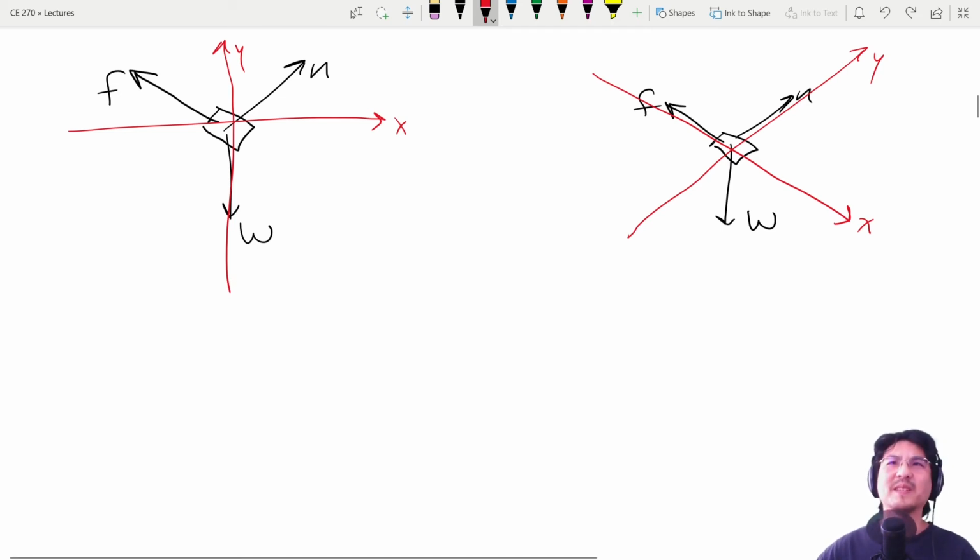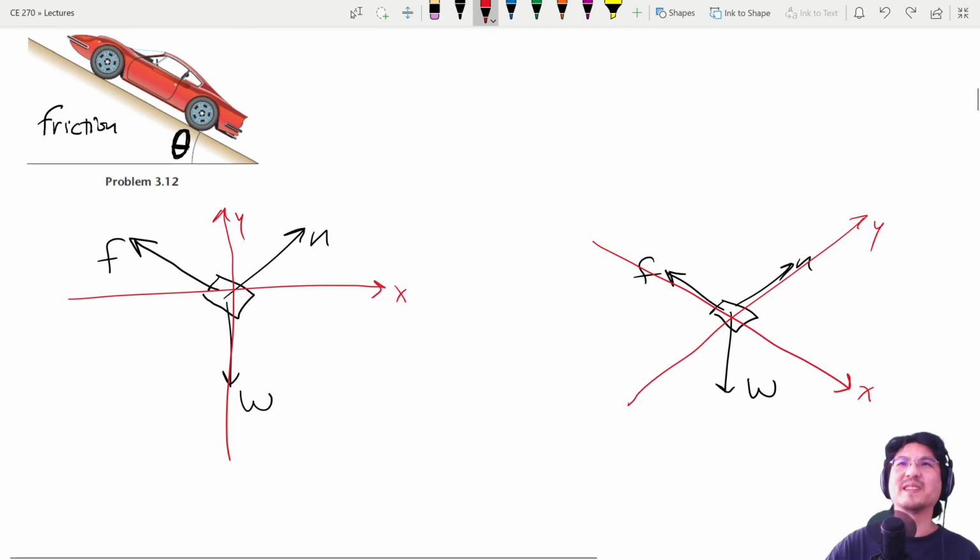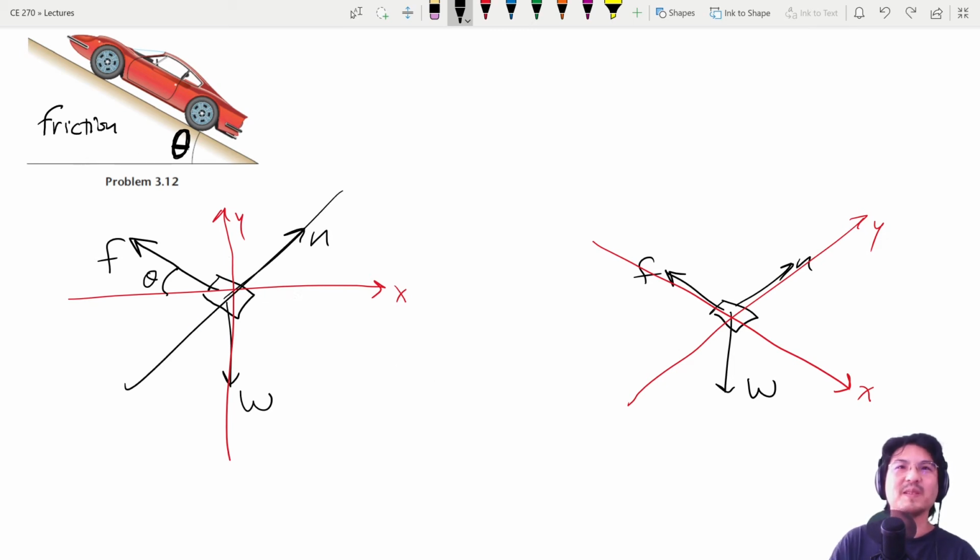Okay, but let's take a look at the geometry here though. This is horizontal, this is the ramp, right? So that's right here, this is the angle. And then these are perpendicular to each other. So that means if here to here is theta, that means here to here is theta.